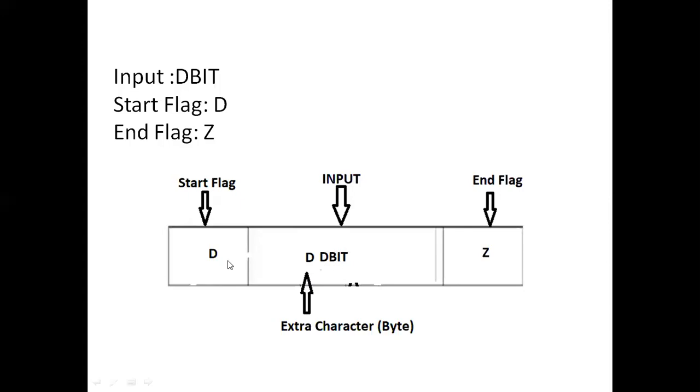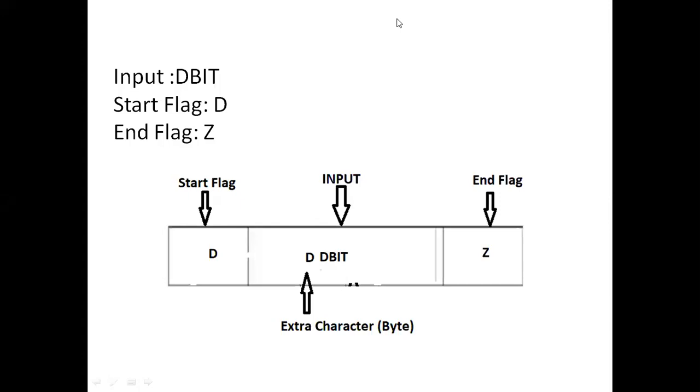Similarly, if you have I as a start flag and I is also part of the input, you insert an additional I, one more I, to differentiate the data from the start flag, because the I character is the start flag and I is also part of the data. By inserting an additional I, if the receiver encounters consecutive I, it understands that the I character you are sending is data, not a flag.